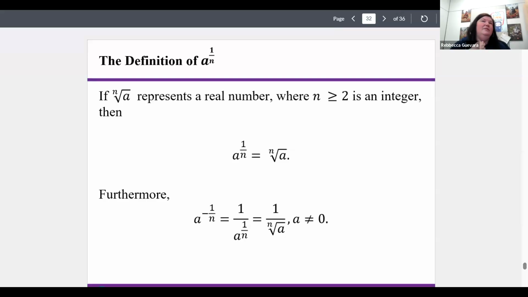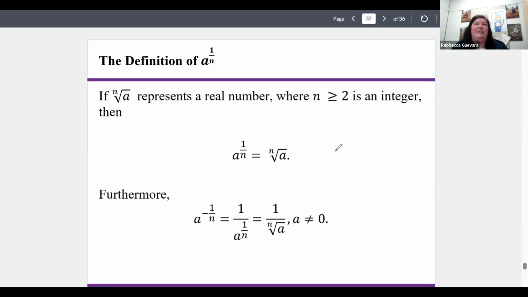Okay. So the definition of a to the 1 over n is just the nth root of a. We explained that earlier. Furthermore, a to the power of negative 1 over n is just 1 over a to the power of 1 over n, which is just equal to 1 over the nth root of a.